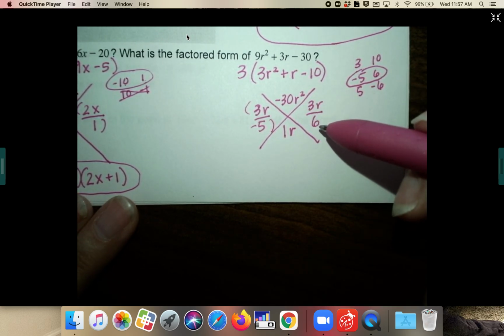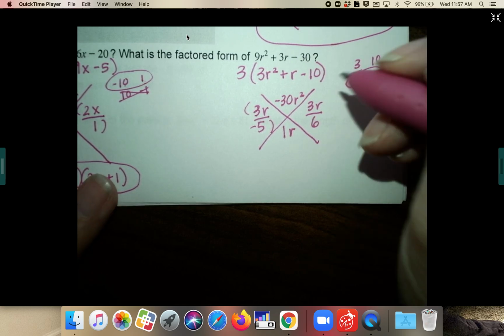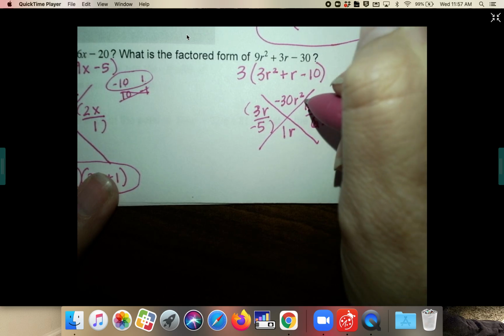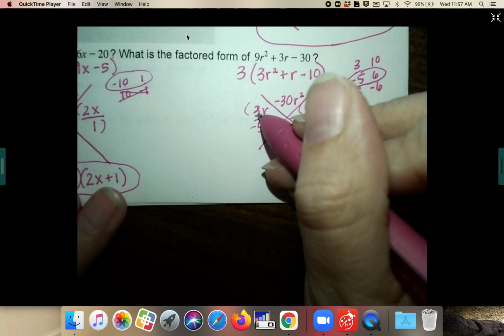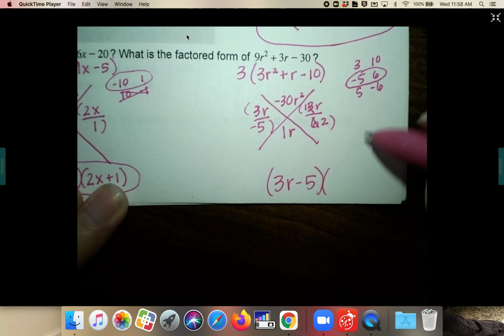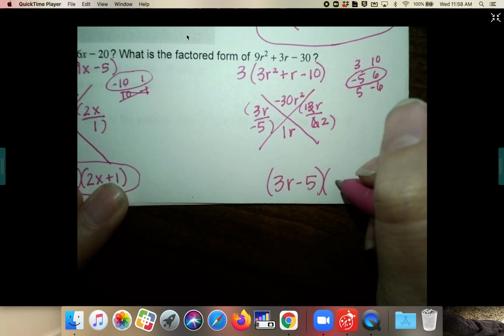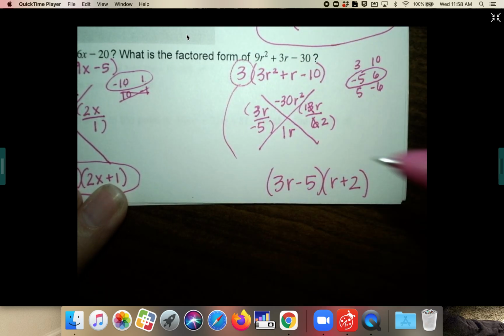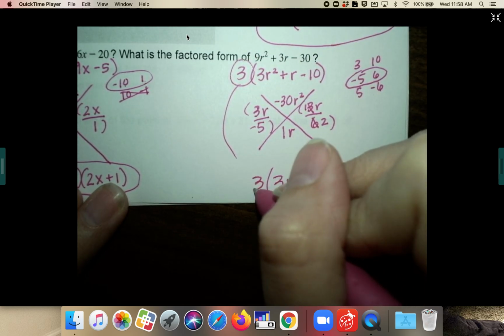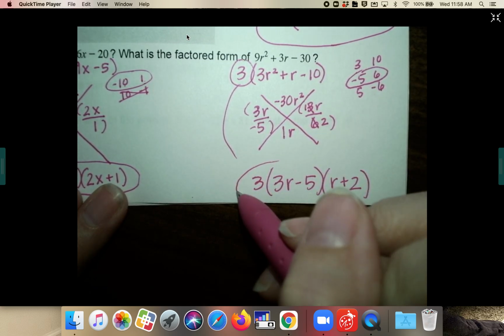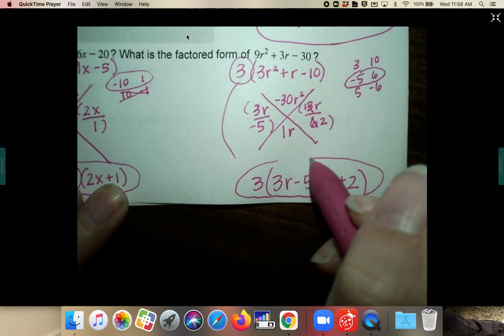These will simplify. They'll both divide evenly by 3. So 3 divided by 3 is 1. 6 divided by 3 is 2. So now that one's done. So we have 3r minus 5 and r plus 2. Don't forget to bring down that 3 to your answer, though. We factored it out earlier to make our work here easier, but it's still part of the factored answer. Okay.